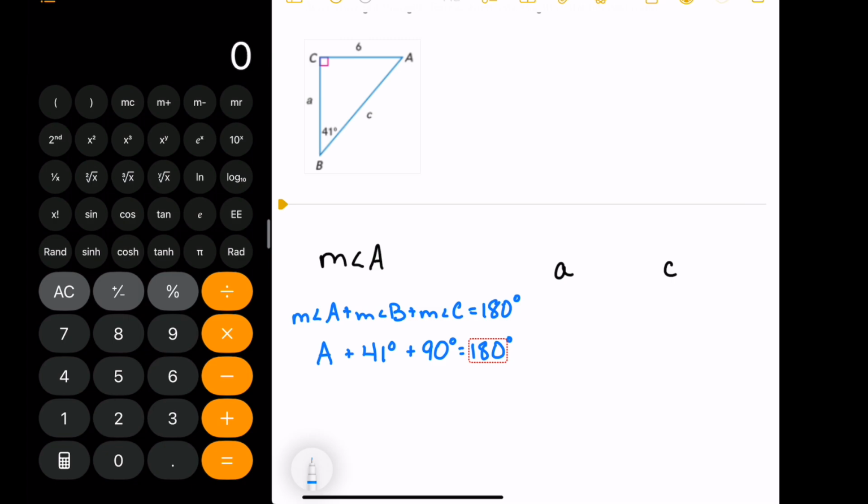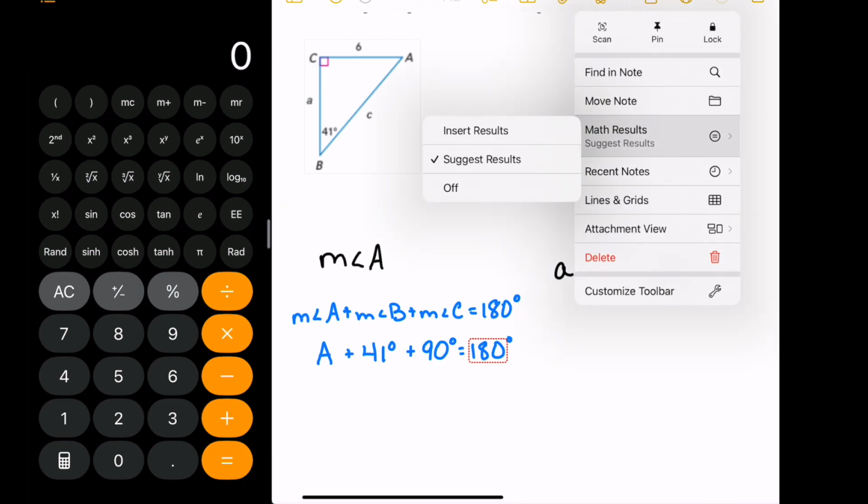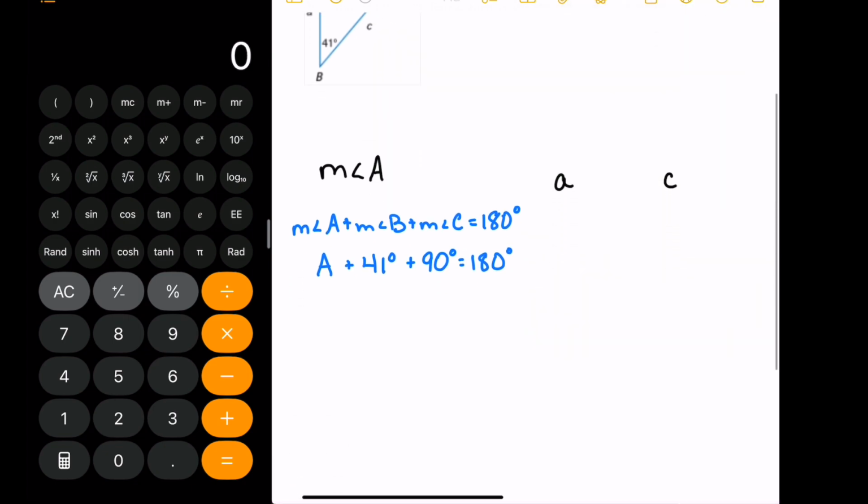This is a very simple problem to solve. A plus 90 plus 41 is 131 degrees. And now we're just going to subtract 131 on both sides of this equation to get our solution. So 180 minus 131 is 49. So the measure of angle A is 49 degrees. Piece of cake.